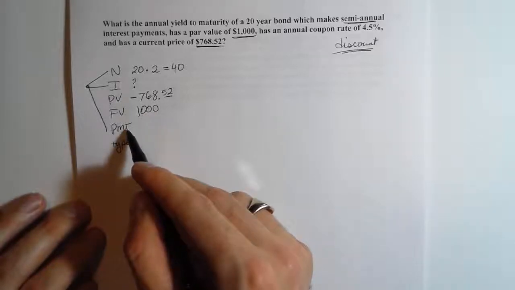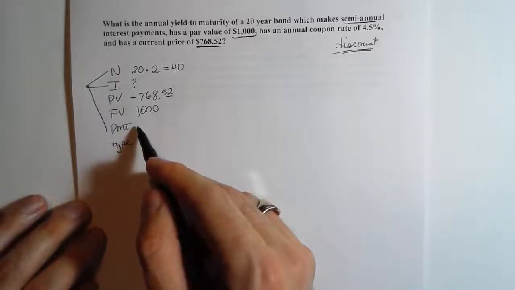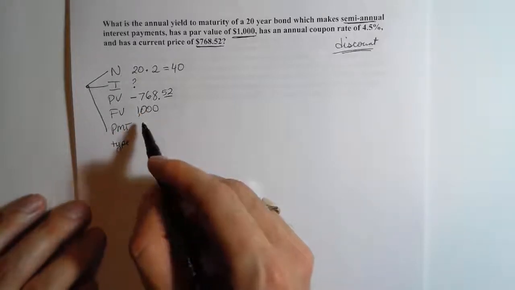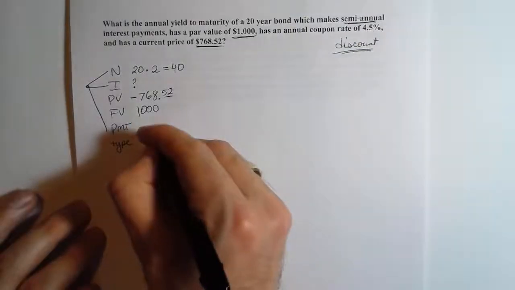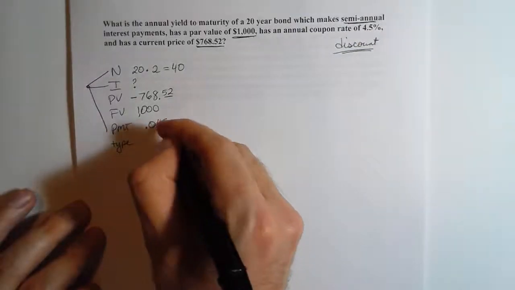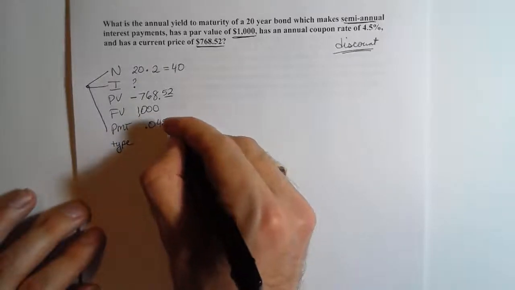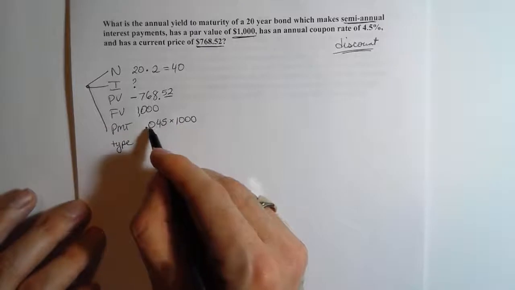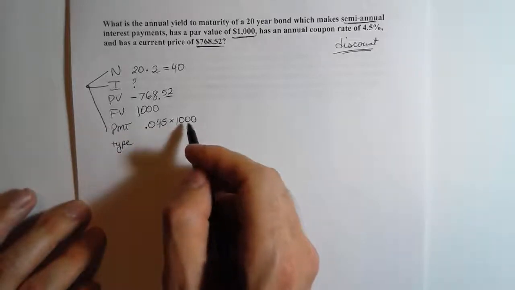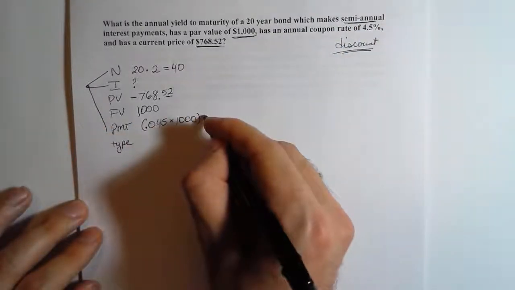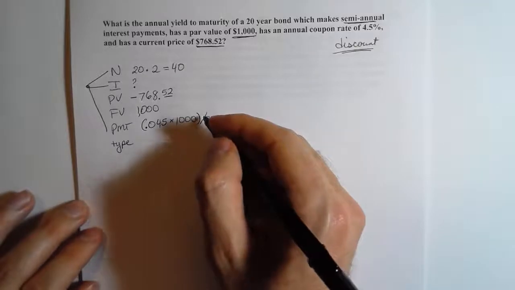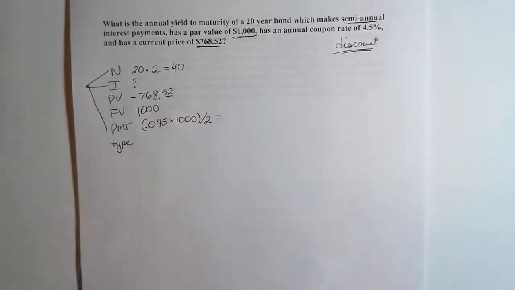The payment is for the coupon payments that happen each period. We know that we have an annual coupon rate of 4.5%, so in decimal form that would be 0.045, times 1,000. 4.5% of 1,000 gives me the coupon payment per year, but it makes payments semi-annually, so I will take that annual amount and divide it by 2. I recommend that you pause the video for a moment and work that out to see what you get for the semi-annual coupon payment.